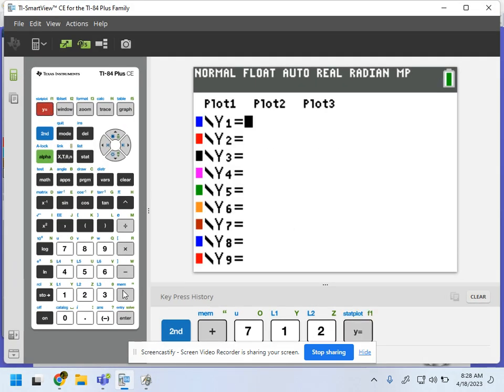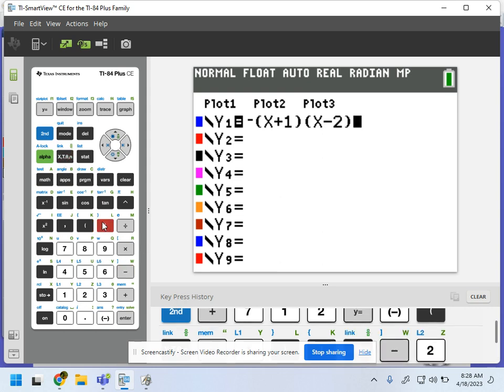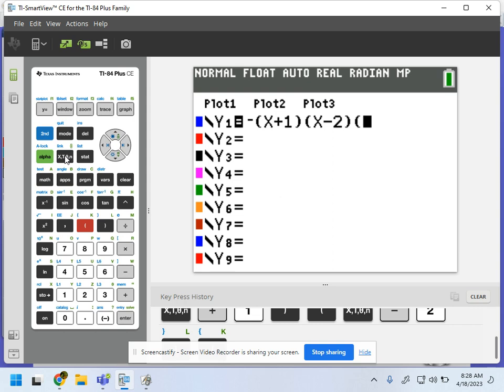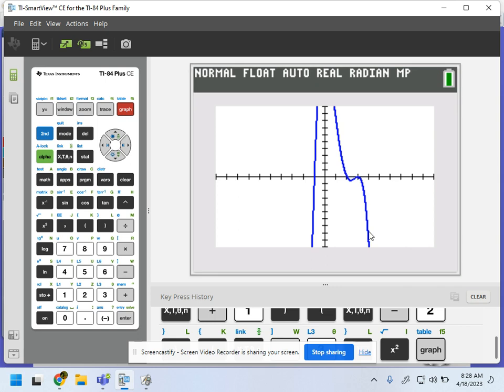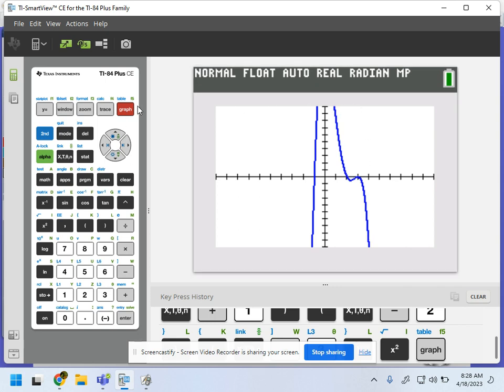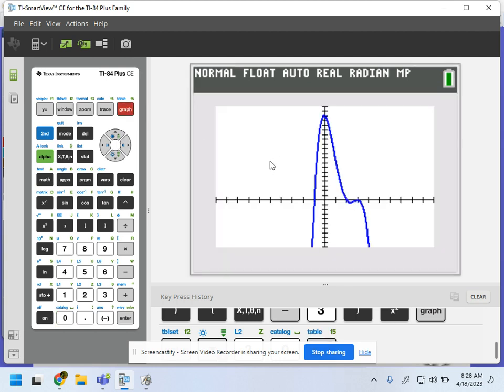So y equals negative x plus 1, x minus 2, and then what's that again? x minus 3 squared, right? You graph it. There you go. If you want to see the entire graph, you can go to the window. You can make the Y max bigger, make it 20. Maybe we can see better. There you go, right? You can change it that way. You don't have to, okay?